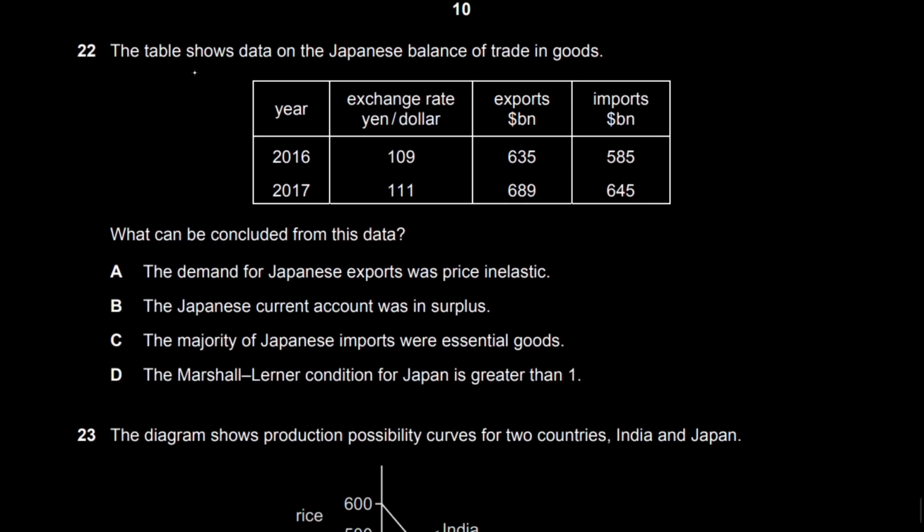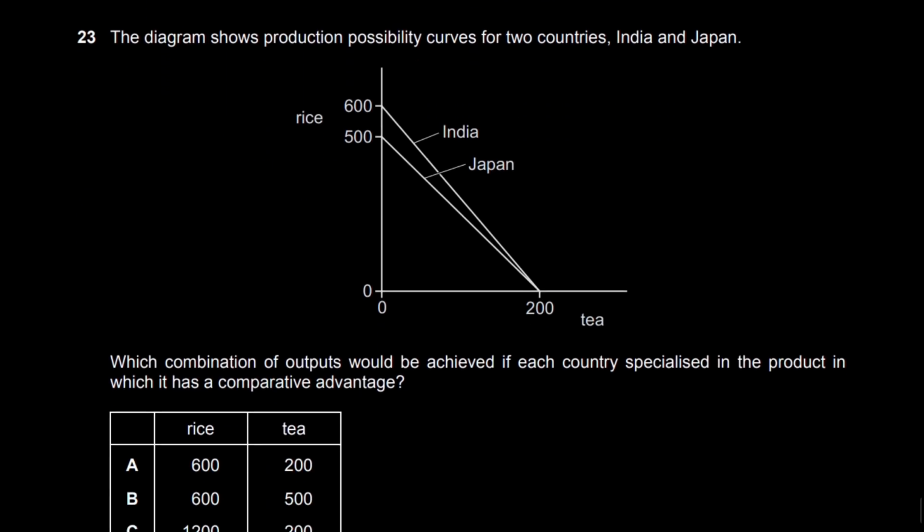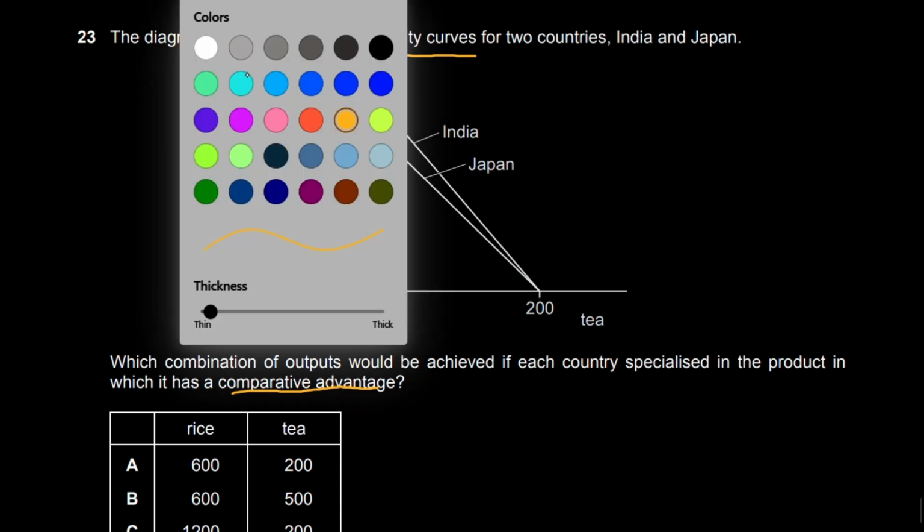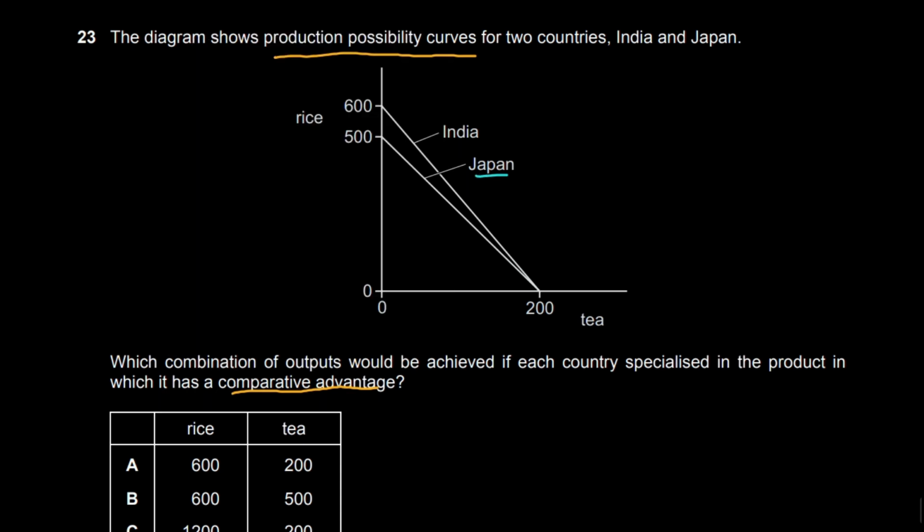Question 22, basically this one has some issue, hence it has been removed from the question paper as stated in the marking scheme. Question number 23, it said the diagram shows PPC curve for two countries, India and Japan. Which combination of output would be achieved if each country specialized in the product in which it has a comparative advantage? So Japan has a comparative advantage. I will just denote it with blue. So Japan has a comparative advantage in rice.